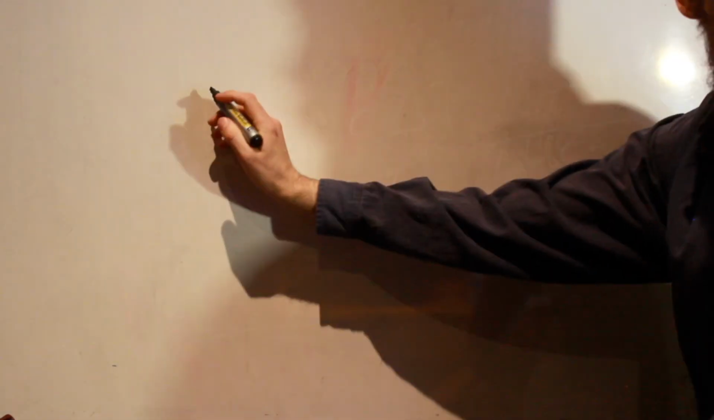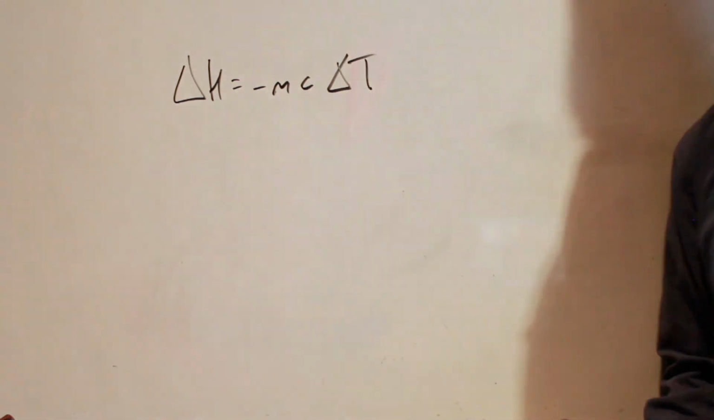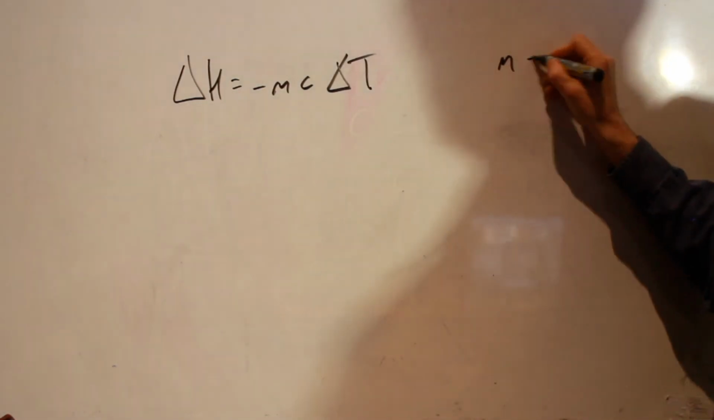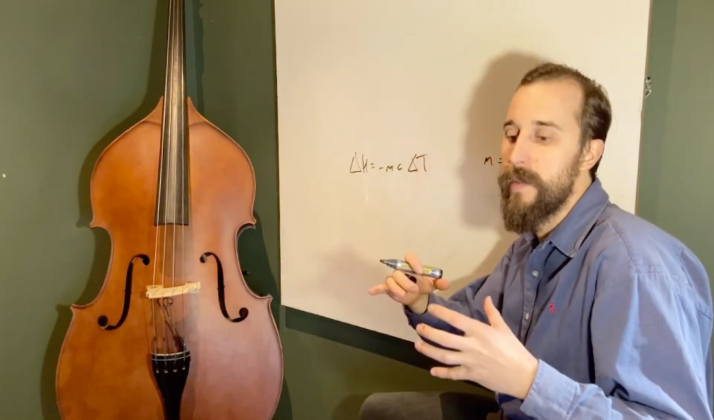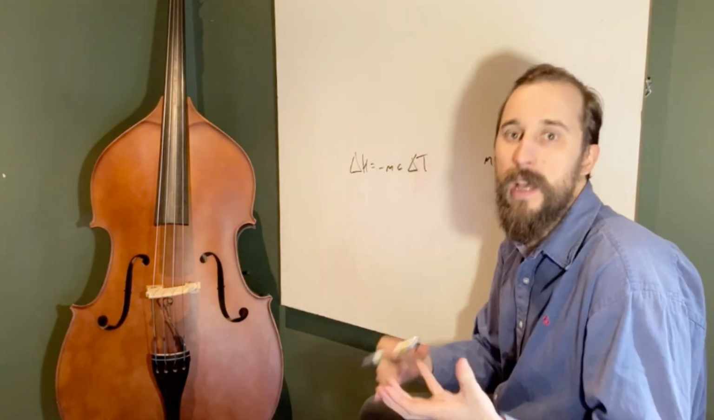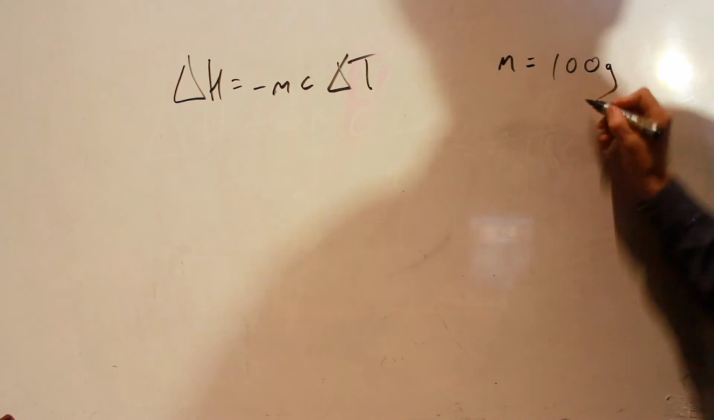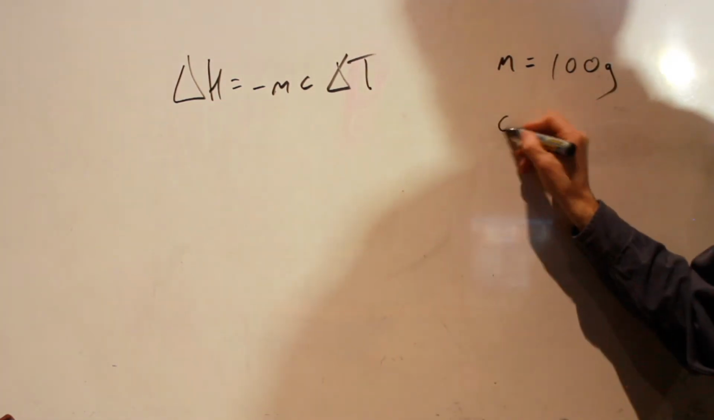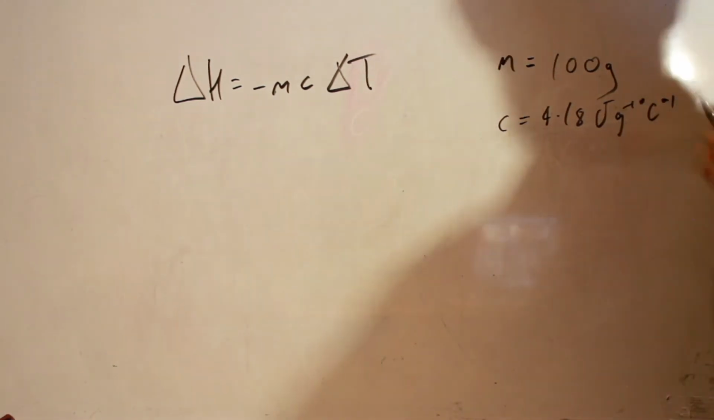Let's pump some numbers into the equation. All right, write out my equation. Delta H is equal to minus mc delta T. I've got 50 centimeters cubed of sodium hydroxide solution and 50 centimeters cubed of hydrochloric acid solution. That means when I mix them together, I've got 100 centimeters cubed of my reaction mixture. We're assuming that 1 centimeter cubed is equal to 1 gram, so our mass is equal to 100 grams. My value for C is 4.18 joules per gram degrees Celsius, like so.